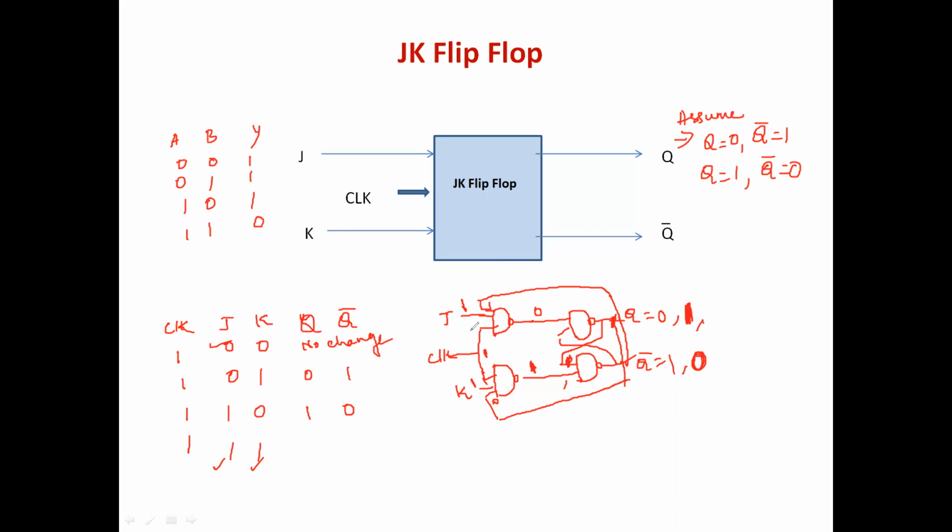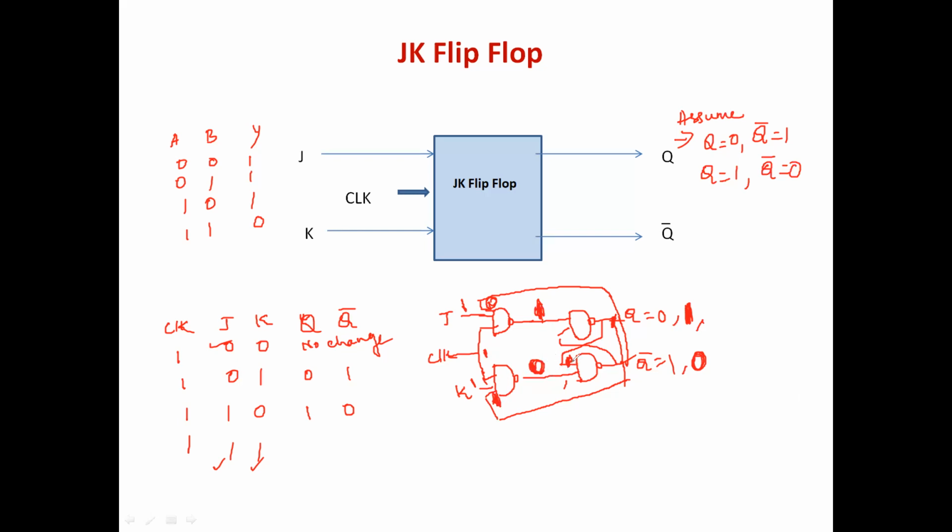See, the input will be the same. J is equal to 1, K is equal to 1. Here Q bar is 0, so this 0 will come here. Q is equal to 1, so this 1 will come here. 1, 0, 1: output is high. 1, 1, 1: output is 0.